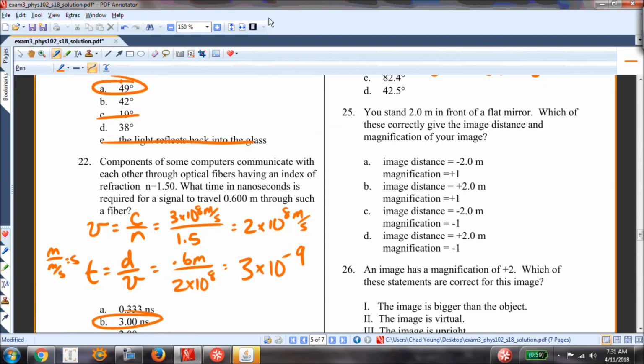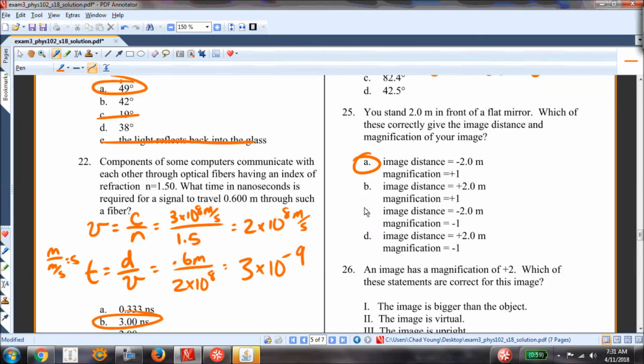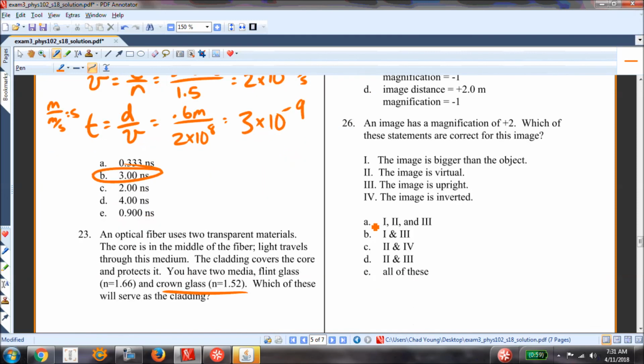You stand 2 meters in front of a flat mirror. Which of these correctly give the image distance and magnification? Oh, A is the right answer here. Your image distance is the negative of your object distance, and your magnification for a flat mirror is always positive 1.